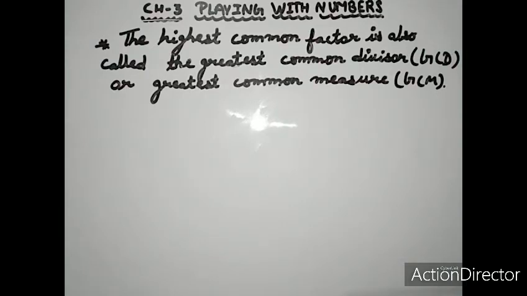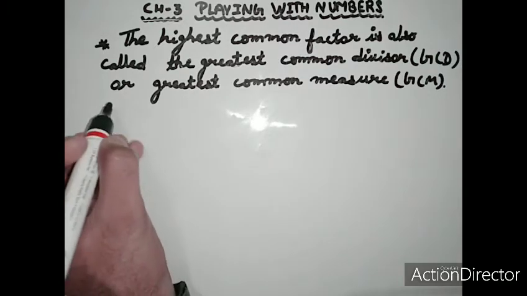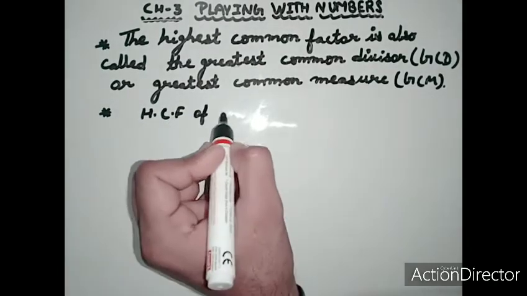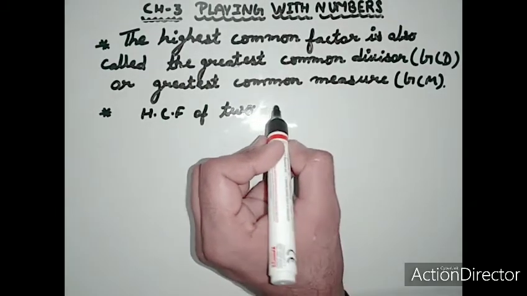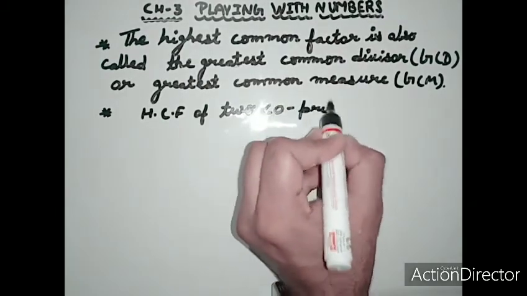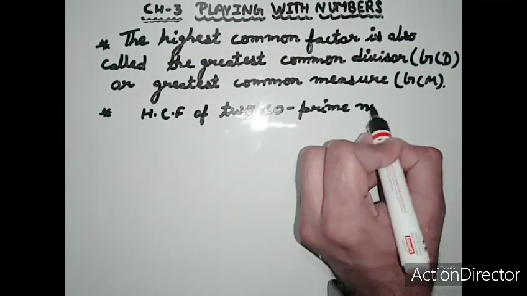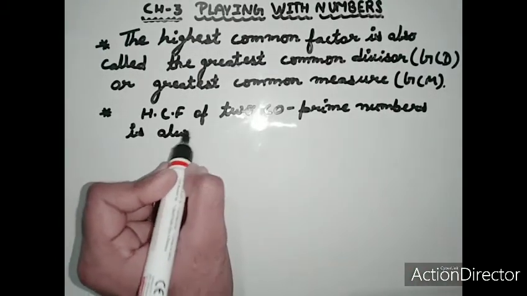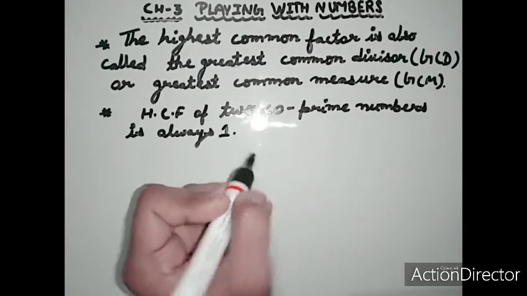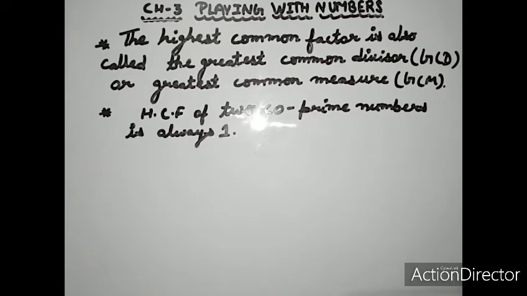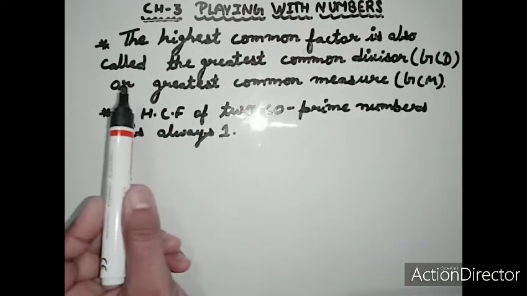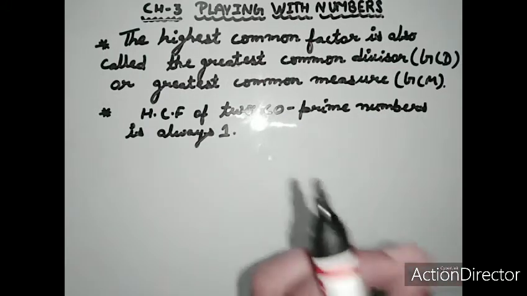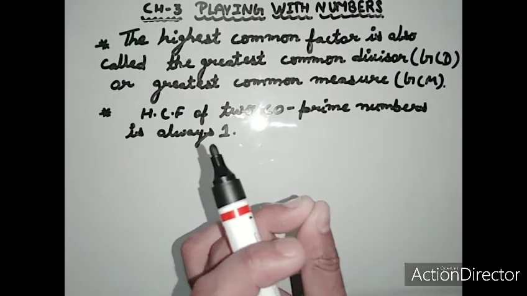The HCF of two co-prime numbers is always 1. So here we write: HCF of two co-prime numbers is always 1. HCF is also called the greatest common divisor, because the number which we get as HCF divides both the given numbers exactly.